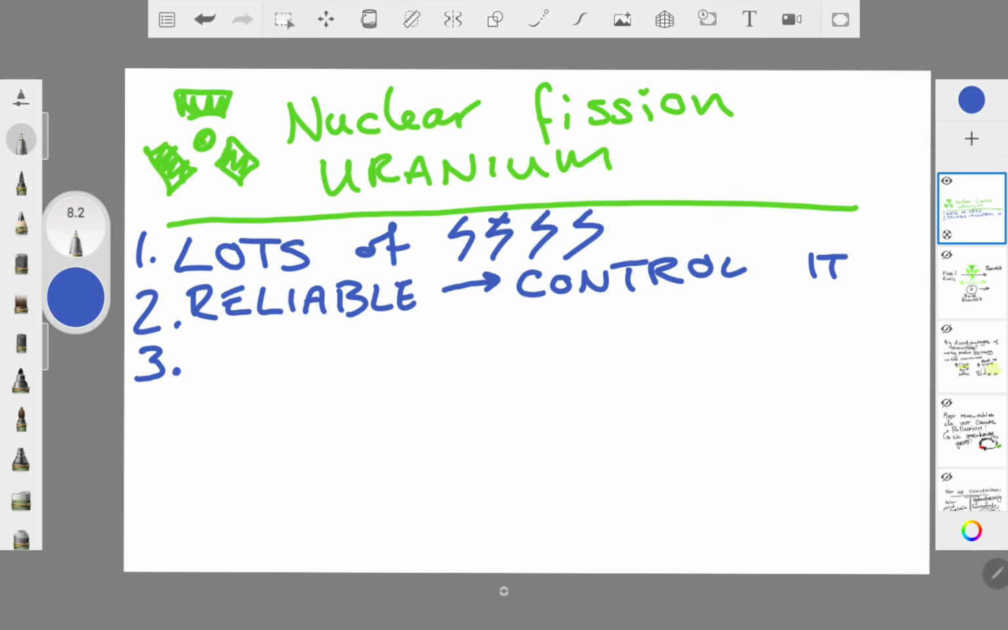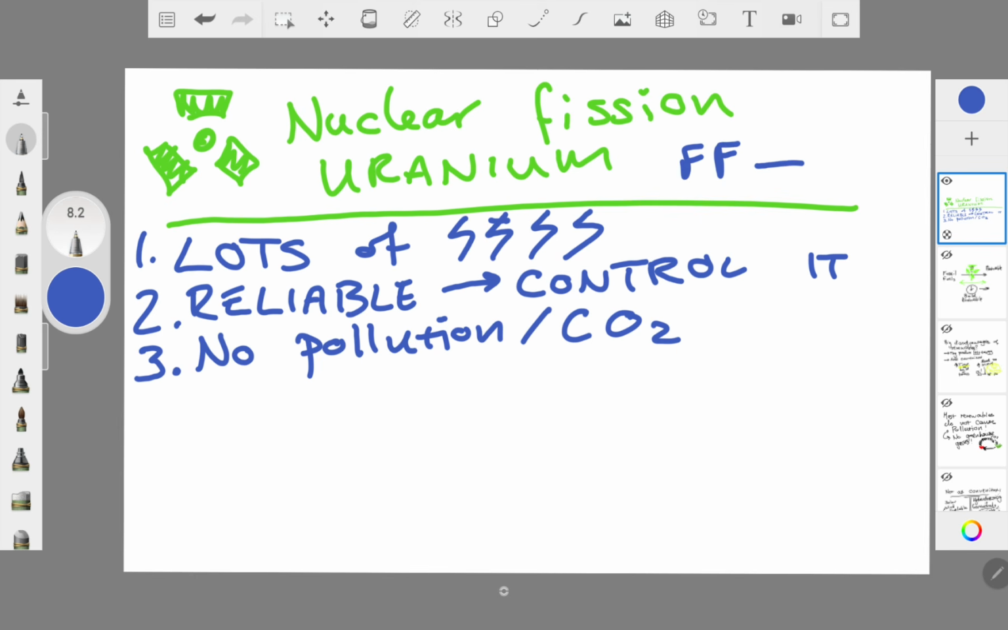Number 3, no pollution or greenhouse gases. Okay, no CO2, no pollution. So it's very useful for moving from fossil fuels to renewables, because the whole reason we're trying to switch is to get rid of CO2 and stop global warming. So if we have an energy source that produces lots of energy and is very reliable, but also doesn't produce CO2, that's perfect for us.